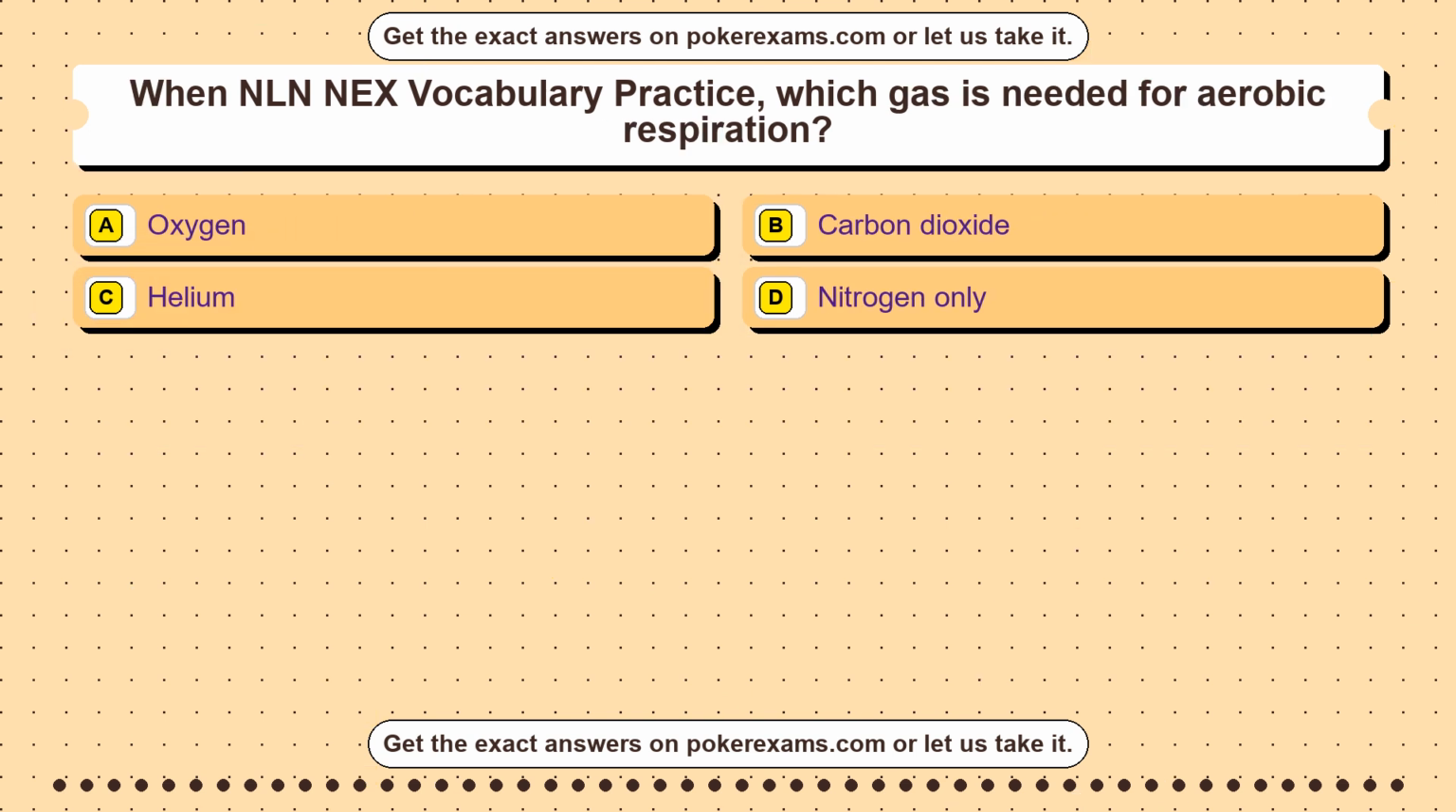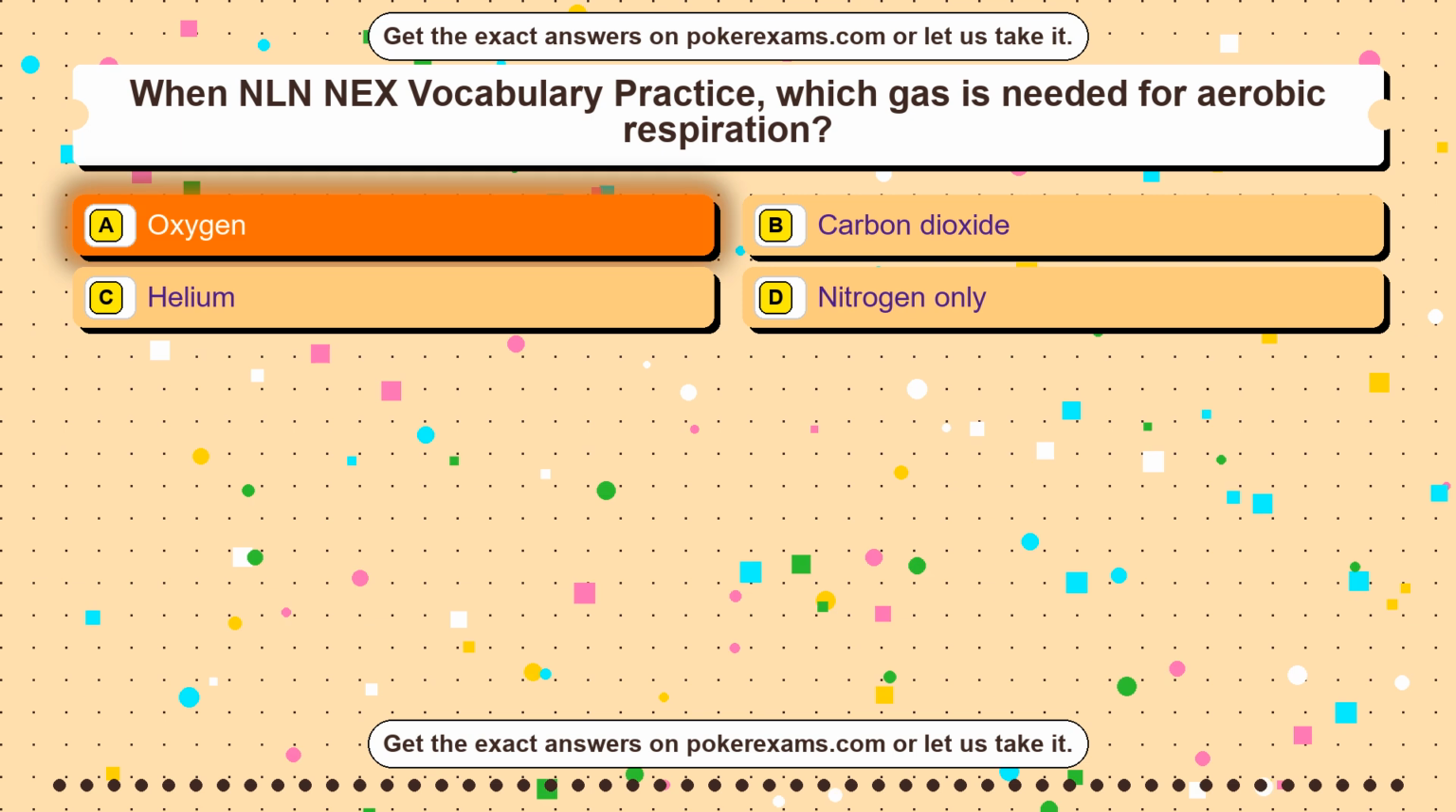Question 9. When GED test prep, which sentence is complete? Option A. Although the graph changed. Option B. The author explains the evidence. Option C. Because the test began. Option D. After the answer. The correct answer is option B.